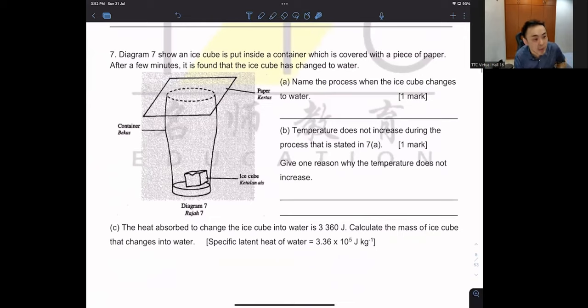Diagram 7 shows an ice cube that is put inside a container, which is covered with a piece of paper.